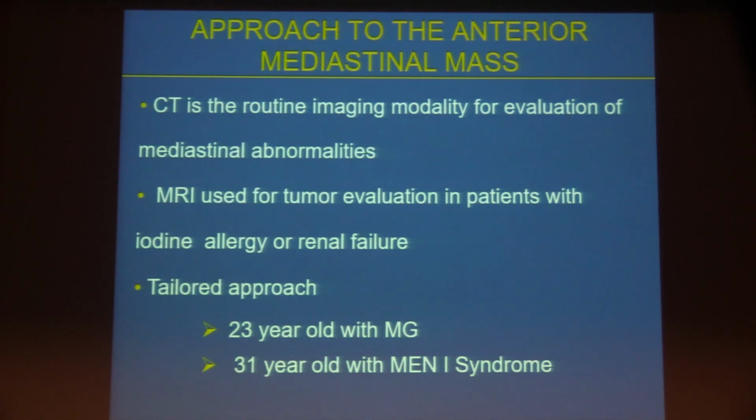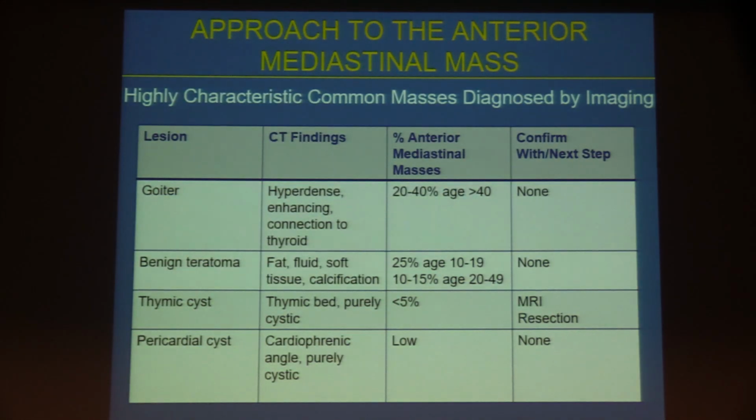Or the patient with MEN1 syndrome, they can get a carcinoid in the anteromediastinum. So they get an annual cross-sectional imaging. They're young. Why do we need to do a CT? All they need is an MRI to the anteromediastinum. So you should ask yourself, when you see these patients coming along, maybe next time I should recommend getting an MRI and not a CT.